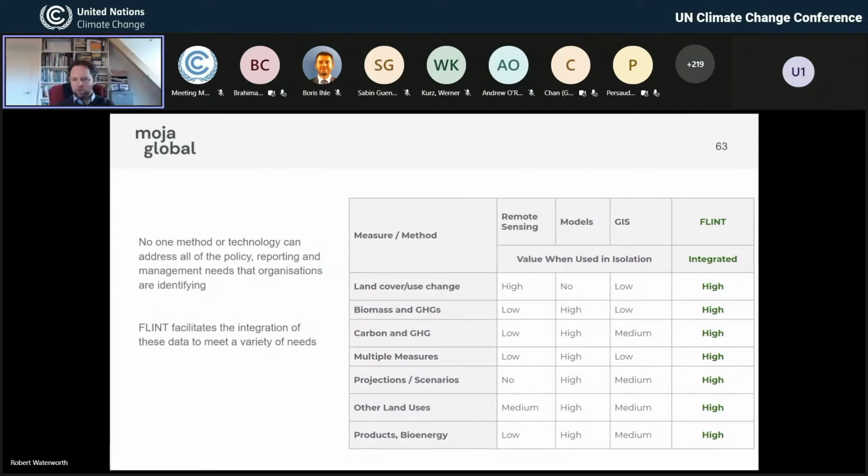Same with carbon. Models are very good for that. GIS isn't. If you're looking for multiple measures, so when I say multiple measures here, I'm thinking much more around what if you're looking at co-benefits, for example, maybe biodiversity. What if you're looking at projections and scenarios, other land uses, products and bioenergy? The net summary here, whether you agree or disagree with all of the comments in this table, is that when you actually stick them together in a coherent way, you can actually meet all of the needs. It's a matter of how you put them together. And that's really the core aspect of the FLINT.